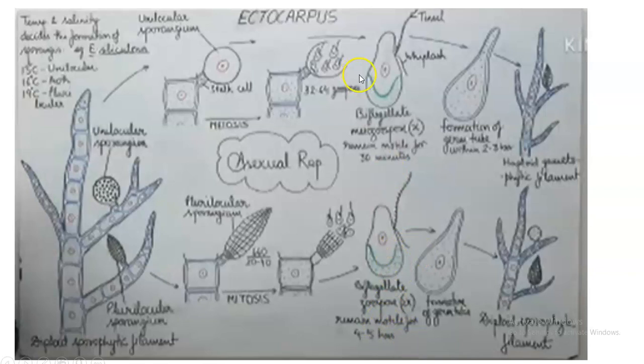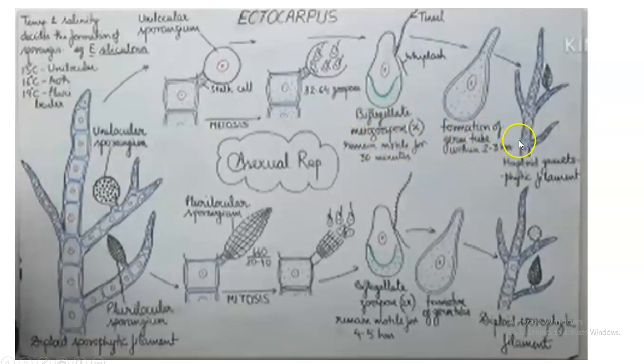One point that I have missed in the previous explanation: in the case of zoospores from the unilocular sporangium, it was actually a haploid zoospore. This will swim for around 30 minutes. Okay, it's a haploid zoospore. It will remain active only for 30 minutes and it will be attaching to the substratum.